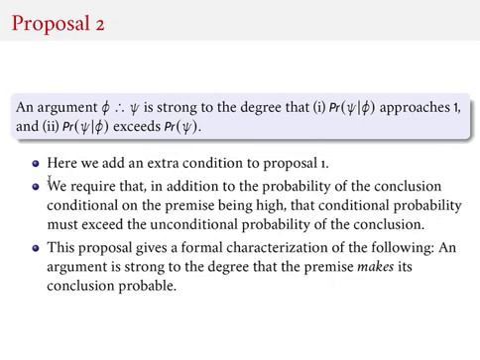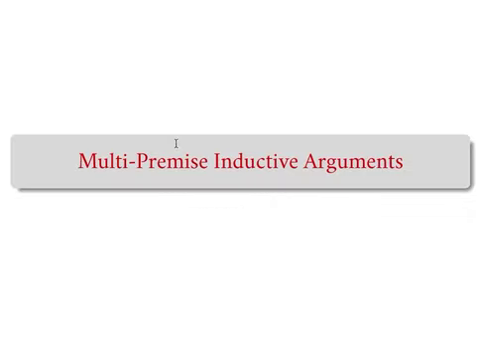And this proposal gives a formal characterization of the following insight, which we began this unit with: an argument is strong, or inductively strong, to the degree that the premise makes its conclusion probable. And here we have a formal characterization of what it means for a premise to make a conclusion probable.